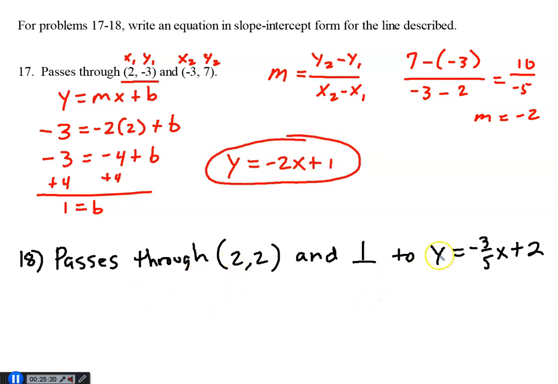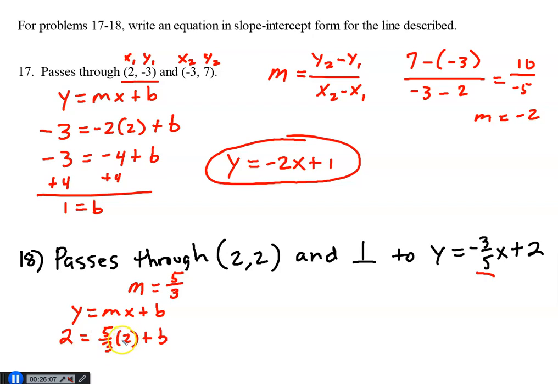Okay, number 18 is similar, but the way we get the slope is different. We know that these two lines are perpendicular, and I know the slope of this line is negative 3/5. That means a line perpendicular to it must have a slope of positive 5/3. Now I'm back to the same deal as before. y equals mx plus b, I have to solve for b. Please don't take b from this line. You have to solve for b. So y equals mx and solve for b.